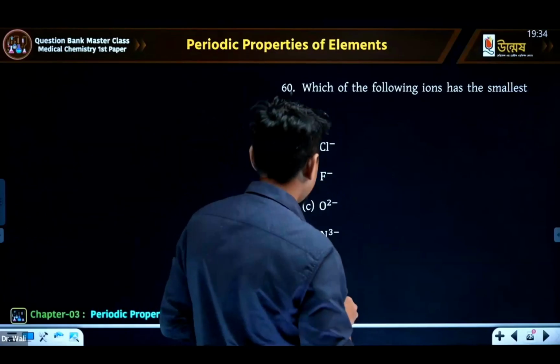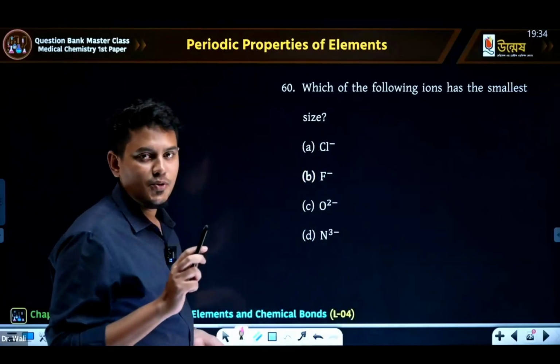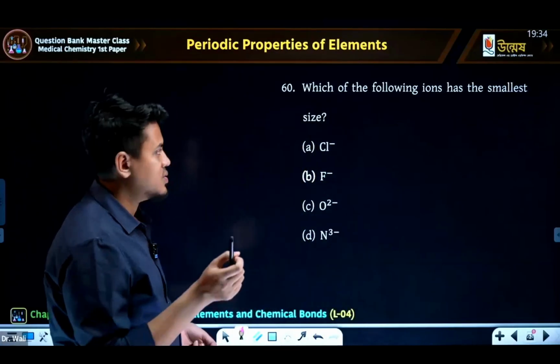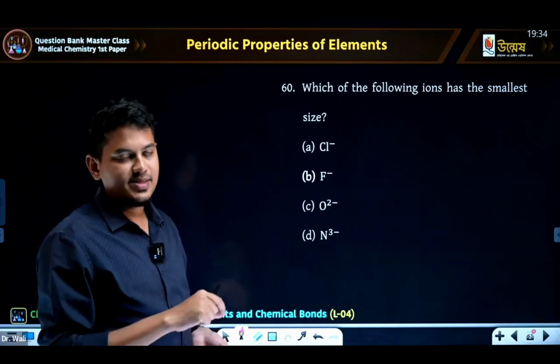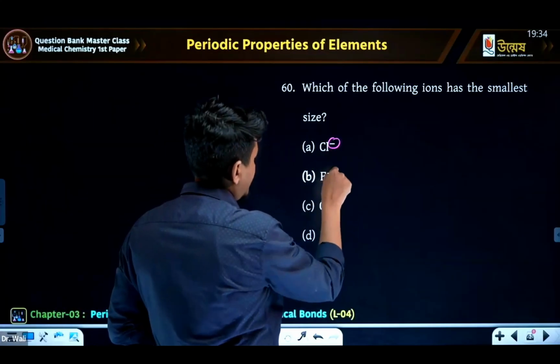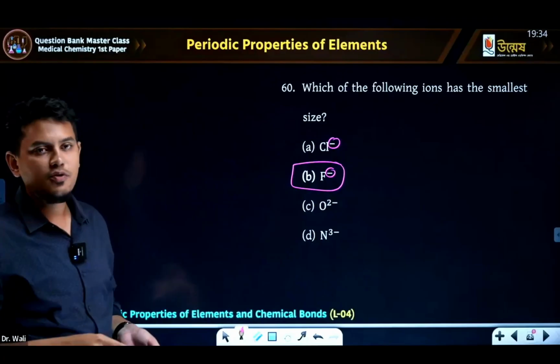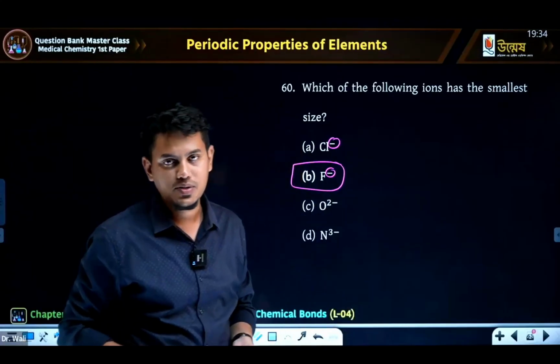Which of the following ions has the smallest size? Certainly, anions with smaller charge. Smaller charge should be smallest in size also. Here we can see -1, but the smaller one is certainly fluoride. Why? Because fluoride lacks the additional shell that the others possess.